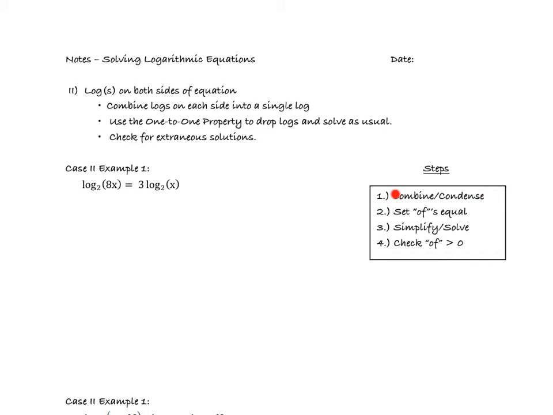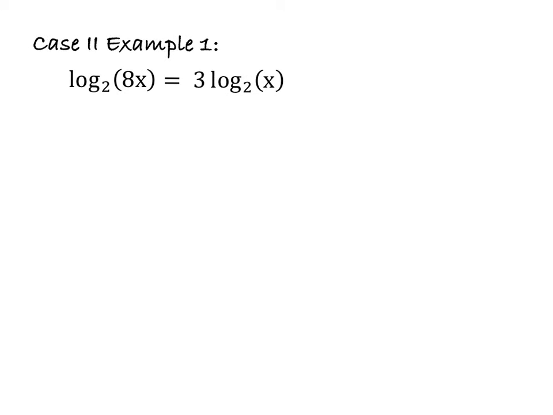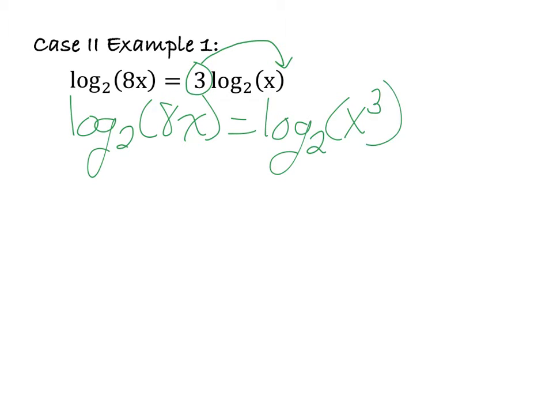The first thing we've got to do is combine or condense things together, which for this is going to mean the 3 here. Let me zoom in. My handwriting shows up a little nicer that way. We're going to take this 3 and use properties of exponents to bring that up as an exponent, and rewrite this. So I've got log base 2 of 8x equals log base 2 of x to the 3rd power.